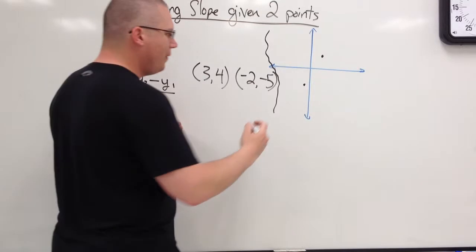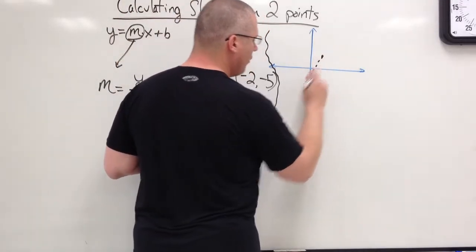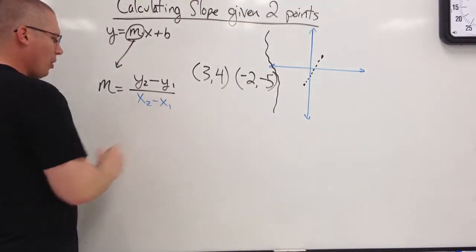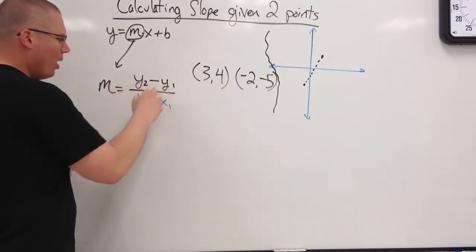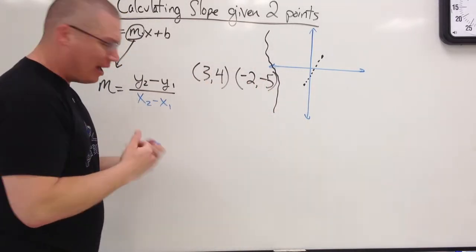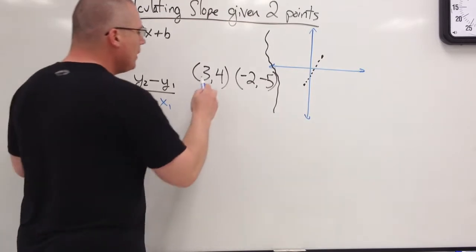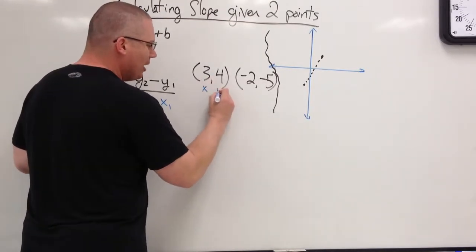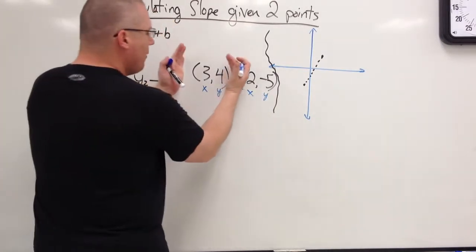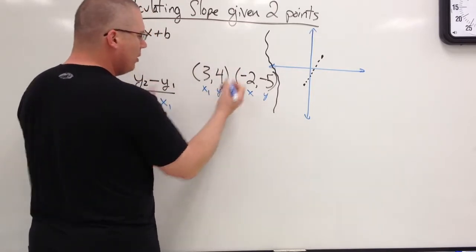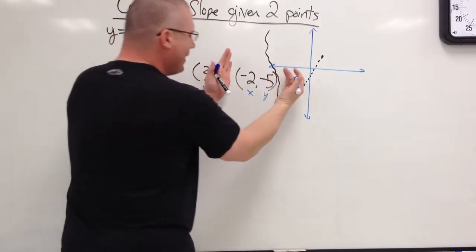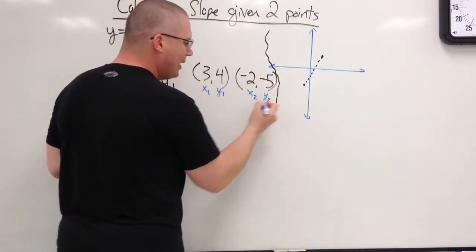So visually, you're trying to figure out what is my rise and run from one point to another point. So let's use this in our formula. I need y2, I need y1, I need x2, I need x1. I don't know which is which yet because I didn't identify it. So let's simply go through. Each ordered pair has an x and a y. This was my first ordered pair, so that's x1, y1. Here's my second ordered pair, x2, y2.